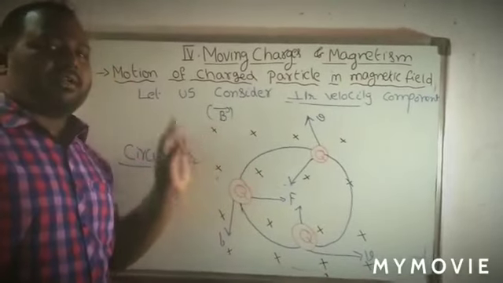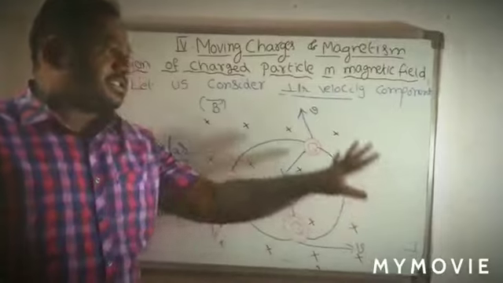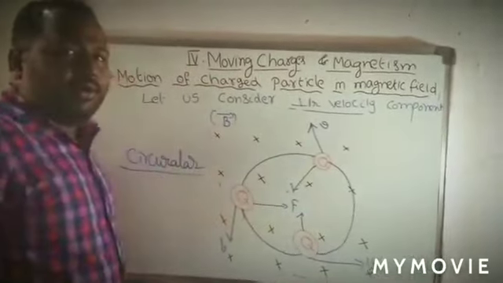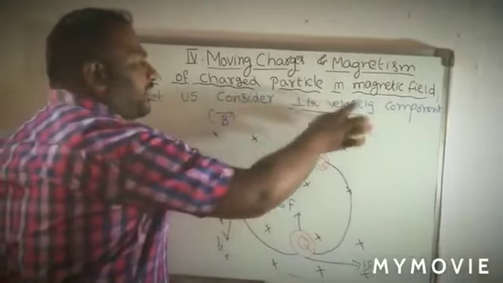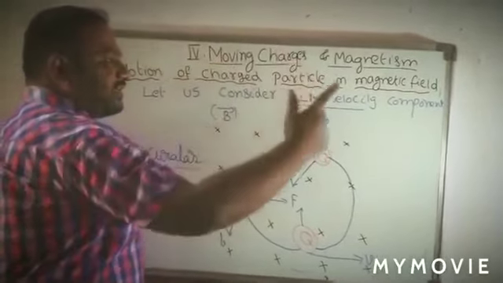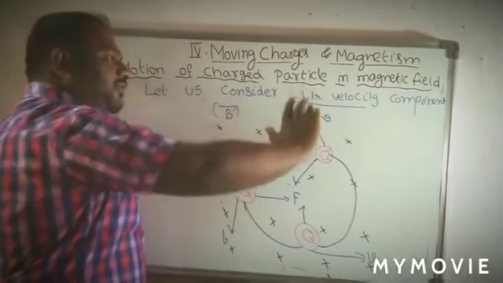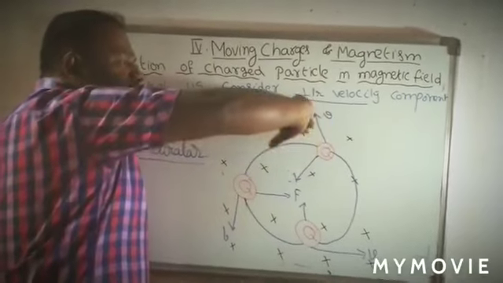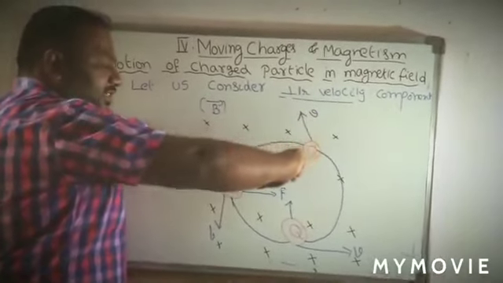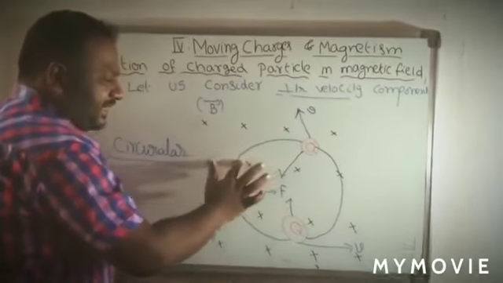This is an important one. Once again see, when I consider the magnetic field, that is represented by a cross, our assumption is that the magnetic field is always into the board. Now I take the perpendicular component of velocity. Due to this, the velocity is in this direction, the field is in this direction. When we curl our fingers from velocity to field, this is the direction of the force.